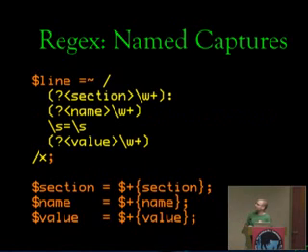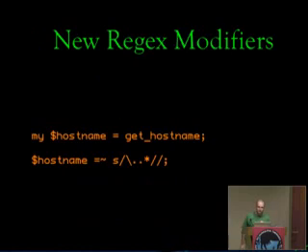Now you say this. The thing I'm capturing here is the section. The thing I'm capturing here is the name. The thing I'm capturing here is the value. And then later you pull them out of %+, which stores the named captures. Really, really useful.